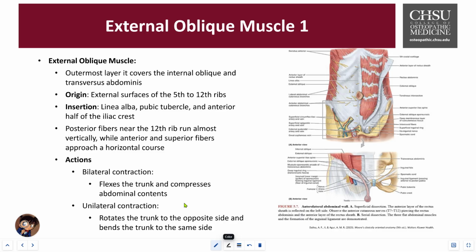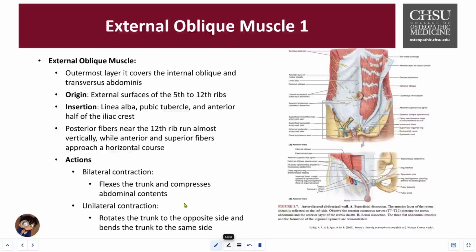Functionally, it works in a digastric manner with another muscle, the internal oblique, on the opposite side, allowing for coordinated trunk rotation. Along the inferior margin, there's the formation of the inguinal ligament. The inguinal ligament is Poupart's ligament, which then extends from the ASIS to the pubic tubercle.